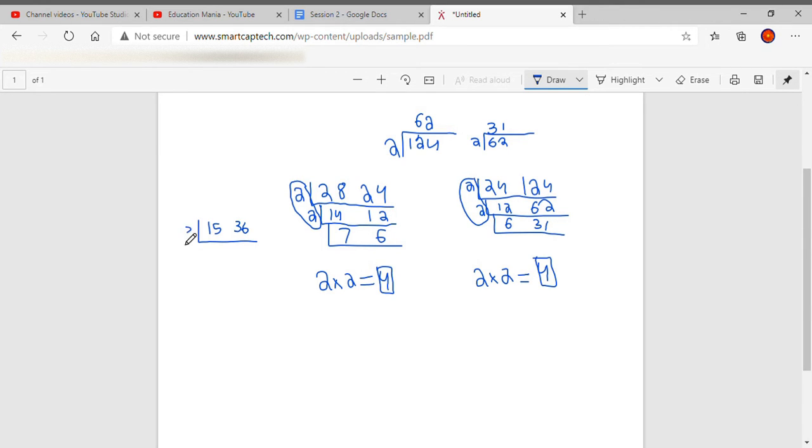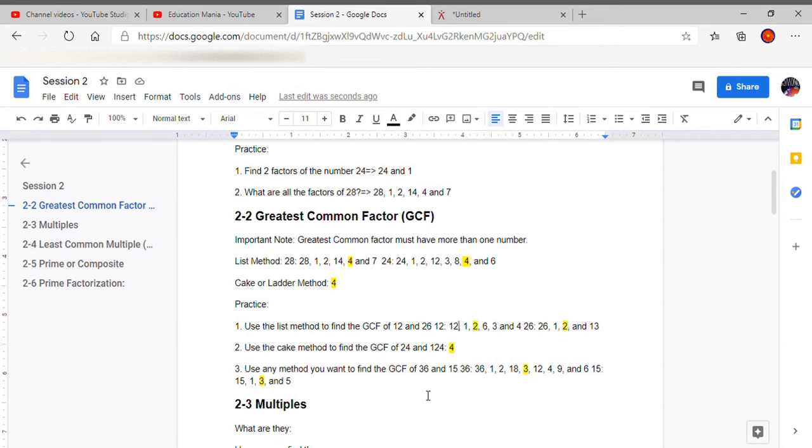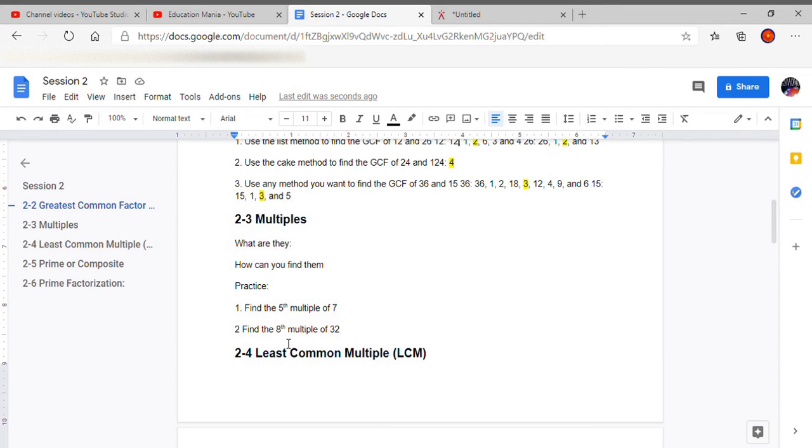So you immediately have to go to 3, and then 5, and then 36 divided by 3 is 12. Then you can stop here because these numbers have no other numbers besides 1 in common. So when you just have one number, it's just this number. So it's 3.